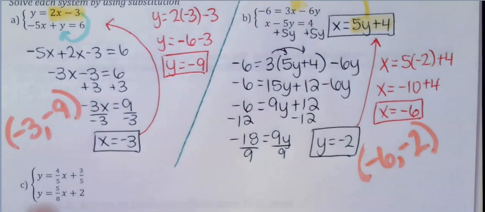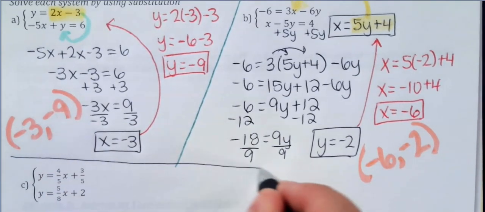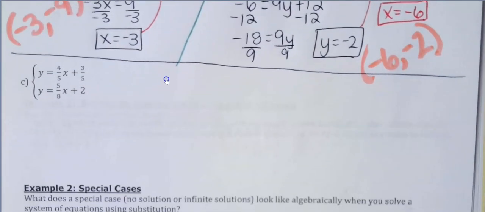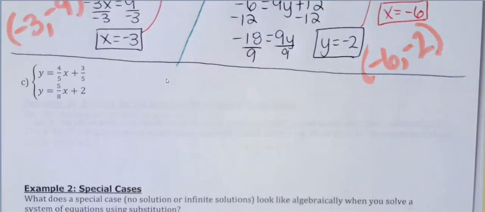Now, everyone's favorite here, some fractions, yay. Sorry, that line's not very straight. Okay. Now, I've got y equals 4/5 x plus 3/5, and I've got y equals 5/8 x plus 2. If I wanted to use substitution here, how might you start that problem out? Like, what would you maybe write down? Substitute the x plus 2 into the y.